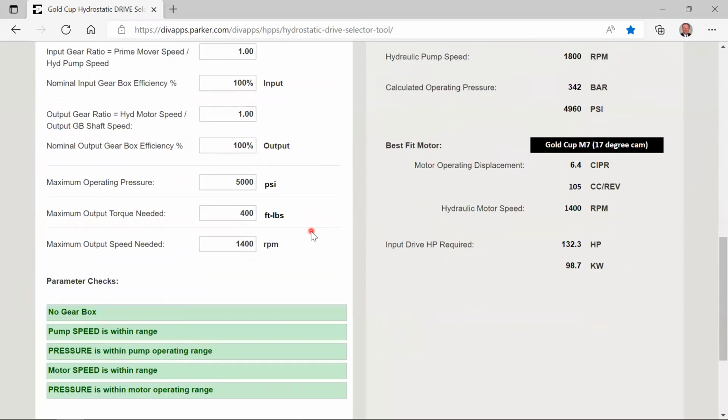Below that is the maximum operating pressure. Now this would maybe be limited if you had hoses or valving or something else in the application that you needed to limit to 4,000 PSI. If not, you can take it right up to the maximum continuous operating pressure of the pump and the motor, 5,000 PSI. The last two values are related to the output torque and the output speed that you need to do the work.